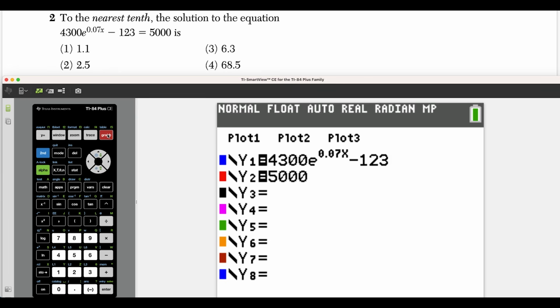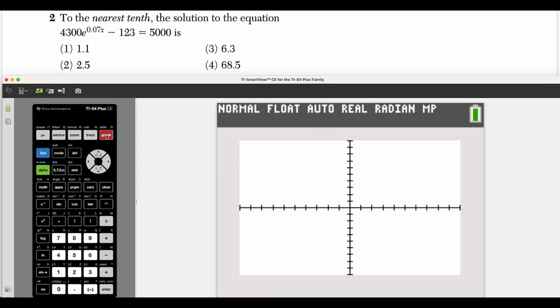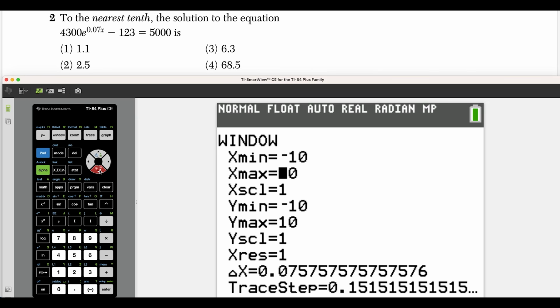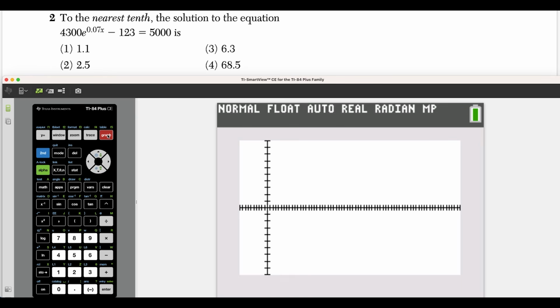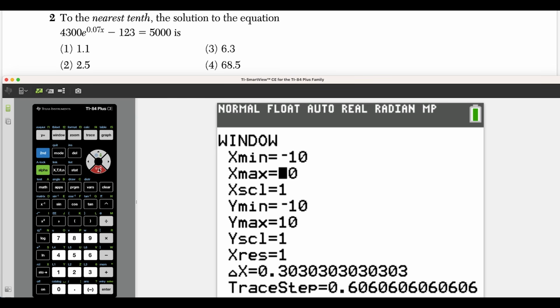Now notice you press graph, and you're like, oh no, I don't see anything. That's because the graph is not going up high enough. And first thing I would do here is maybe stretch out the x-axis so that it could go all the way out to 68.5. So I'd go to the window, and my x maximum I'll stretch out to 70. But look, I press graph, still nothing. And that's because the right side is equal to 5,000. So that means our y maximum should go up to at least somewhere in the neighborhood of 5,000. I would go a little bit over, like 6,000.